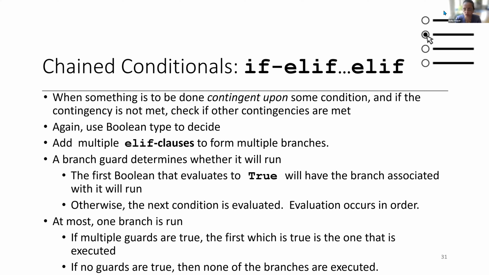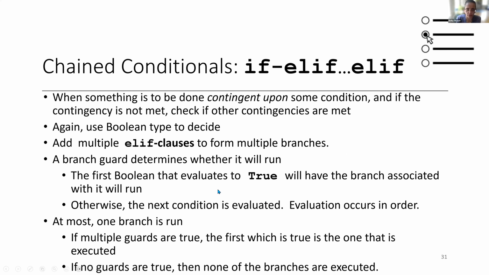The analogy only goes so far, but I like to think of these little toggle switches. You may have seen them on some web pages or something. And as soon as you click on another one, it means that the first one you selected is deselected. We're going to choose among a number of choices. A branch guard determines whether it will run, right? These are going to be elif clauses to form those multiple branches, multiple choice is the idea here.